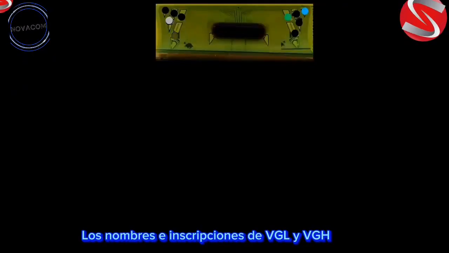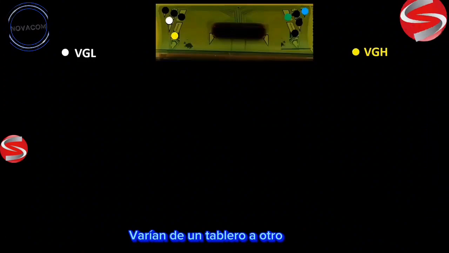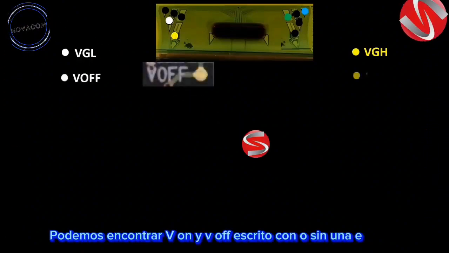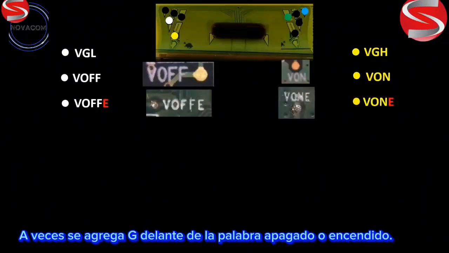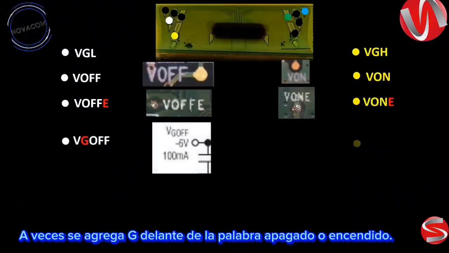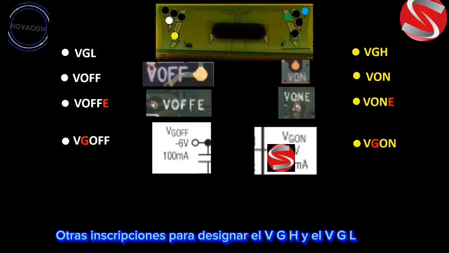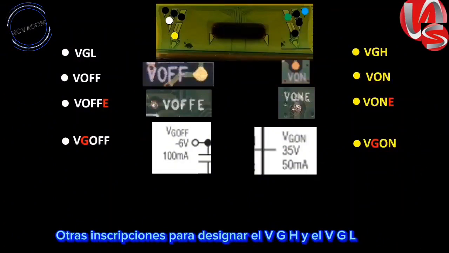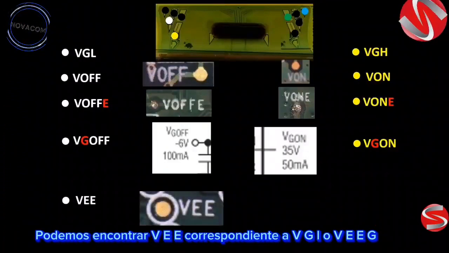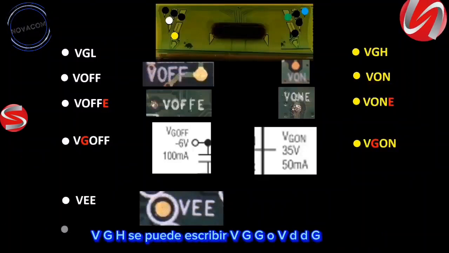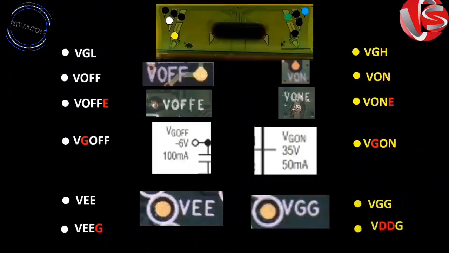The names and inscriptions of VGL and VGH vary from one TCON board to another. We can find V on and V off written with or without an E at the end. Sometimes a G is added in front of the word off or on, G corresponding to the first letter of the word gate. Other inscriptions to designate the VGH and the VGL: we can find VEE, corresponding to VGL, or VEEG. VGH can be written VGG or VDDG.